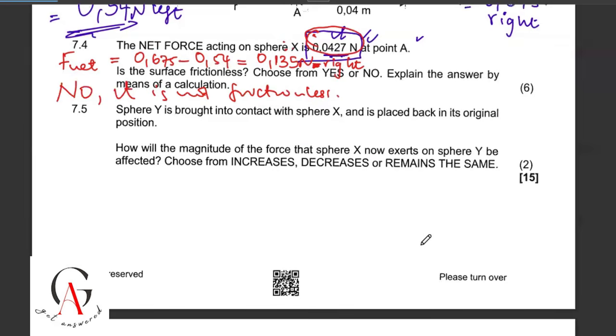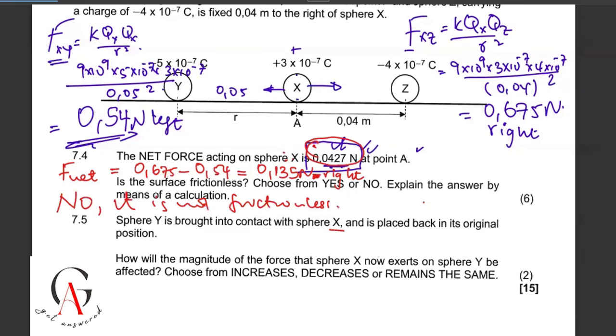All right, then sphere Y is brought into contact with X. Let's see. Y is having -5, and X is having +3. When they touch, it's going to be -5 plus 3 divided by 2, which becomes -1, times 10 to the -7.